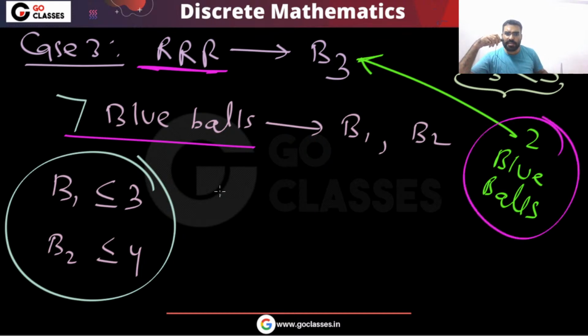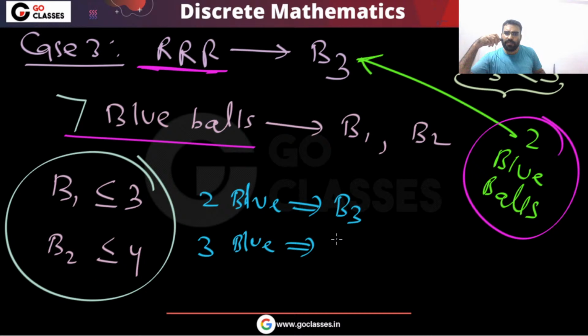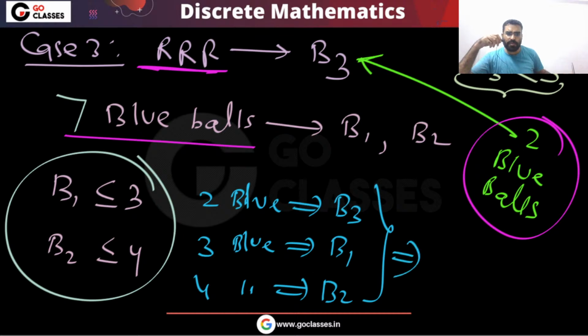So finally, this is the conclusion: I can say 2 blue balls will go to B3, 3 blue balls will go to B1, and 4 blue balls will go to B2. So tell me, what will be the answer?